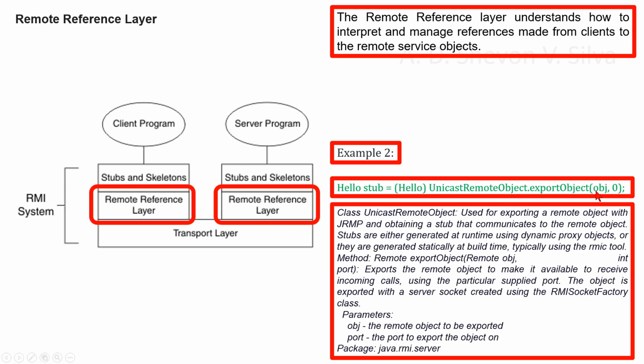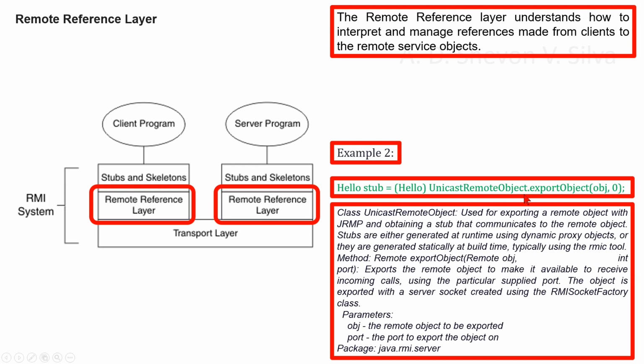The method exportObject(Remote, int) exports the remote object to make it available to receive incoming calls using a particular supplied port. The object is exported with a server socket created using the RMISocketFactory class. The parameters are obj, the remote object to be exported, and port, the port to export the object on.